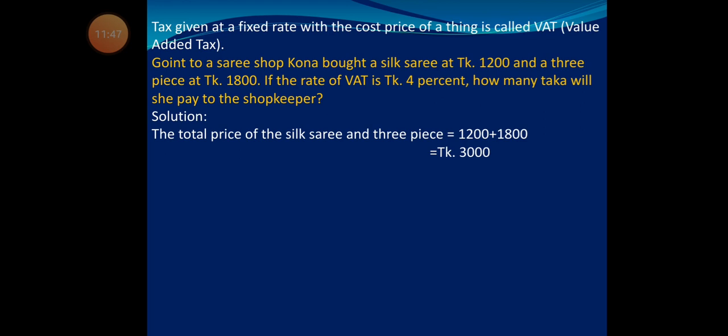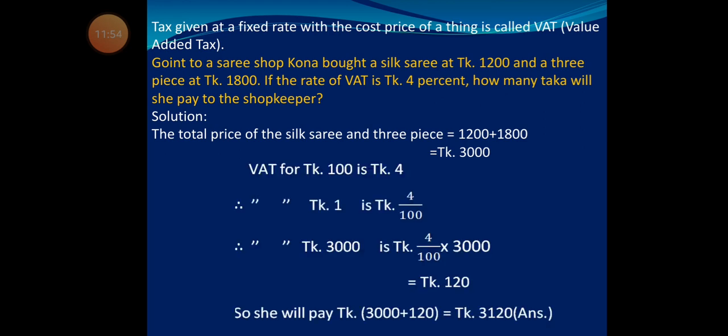Okay, total price of silk sari and 3-piece is 1200 plus 1800, which is equal to taka 3000. So VAT for taka 100 is 4, as the VAT is 4%. That means the VAT for taka 100 is 4, VAT for taka 1 is 4 over 100. So VAT for taka 3000 is 4 over 100 times 3000, equal to 120. That means Kona will have to pay 3000 plus this VAT 120, which is 3120.